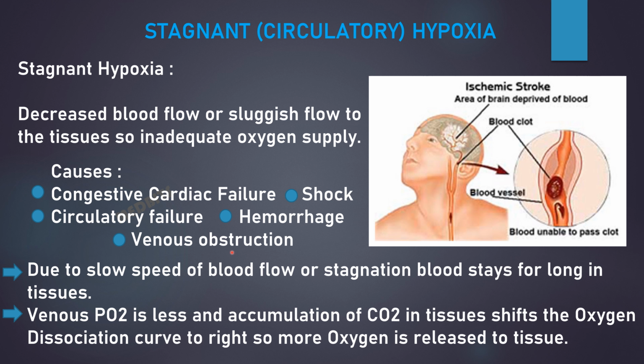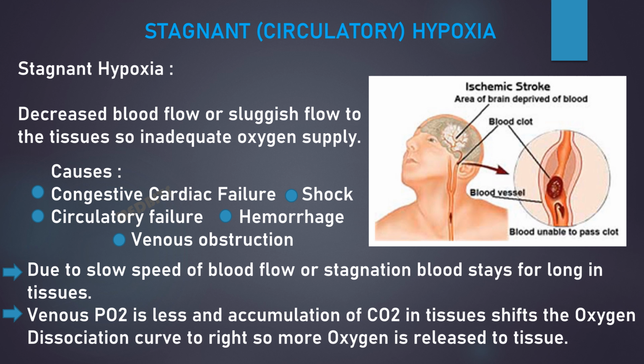Venous obstruction. Now coming to the other one, due to slow speed of blood flow or stagnation, blood stays for long in tissues, which is bad news. As you can see in the image, the clot comes and pretty much you're screwed. Venous PO2 is less, and accumulation of carbon dioxide in tissues shifts the oxygen dissociation curve to the right, which means more oxygen is released to the tissue.